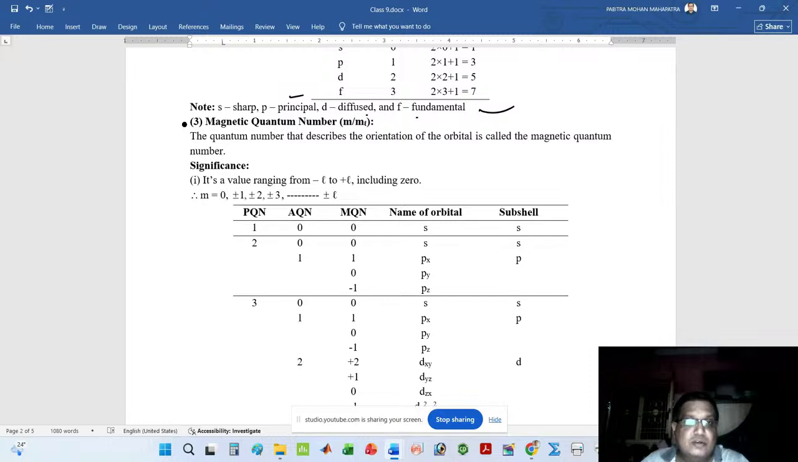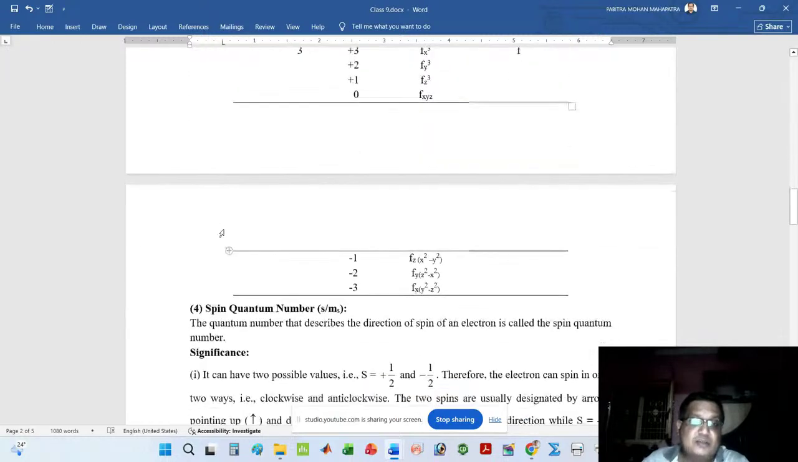Next, I have also covered the magnetic quantum number. Magnetic quantum number is denoted by small m or ml. It helps to explain the orientation of the orbital. Magnetic quantum number also has a relationship with the azimuthal quantum number. This is the relation: m equal to 0, plus or minus 1, plus or minus 2, plus or minus 3, dot dot, plus or minus l.